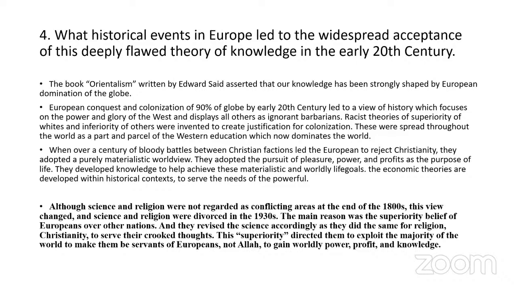So, although science and religion were not in conflicting areas till the end of the 1800s, the view changed during the early 20th century. The main reason was the belief of Europeans in their superiority over other nations, and they revised the concepts of science according to their wishes and whims. This superiority directed them to exploit the majority of the world to make them their servants, not servants of Allah, and to gain power, profit, and knowledge.